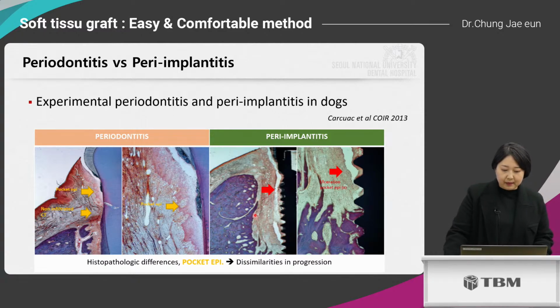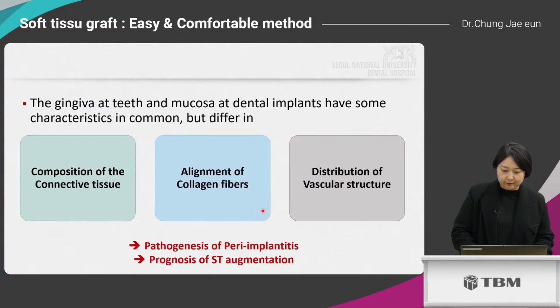So in peri-implantitis site, as you see in these pathological differences, the destruction of the periodontium in implant site is much faster and severe. In other words, although natural tooth and implants have common features, they show differences in connective tissue composition and alignment of collagen fibers and distribution of vascular structures. And it will also affect the prognosis of outcome of soft tissue augmentation around tooth and implant. So you can think that soft tissue graft around implants will be harder than natural tooth.